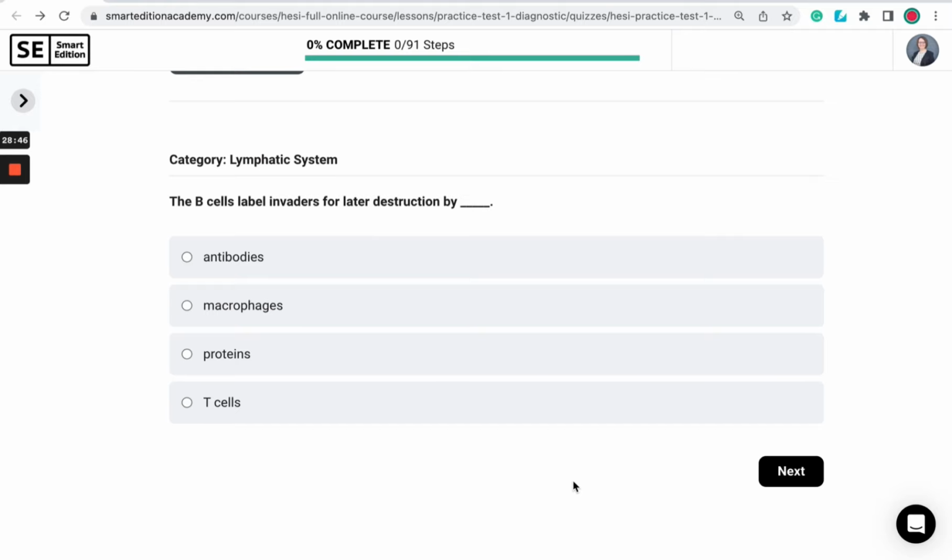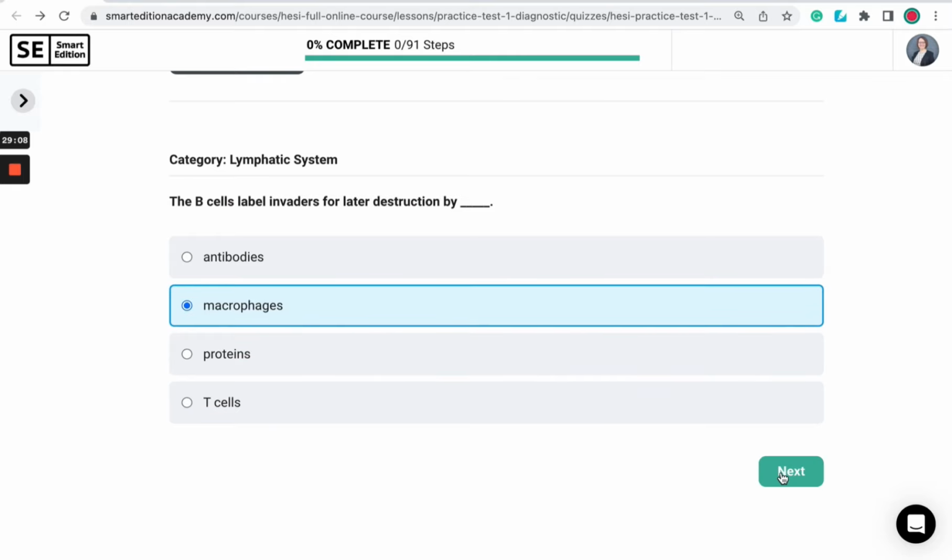B cells label invaders for later destruction by which of the following? Antibodies, macrophages, proteins, or T cells? So the correct answer is macrophages.